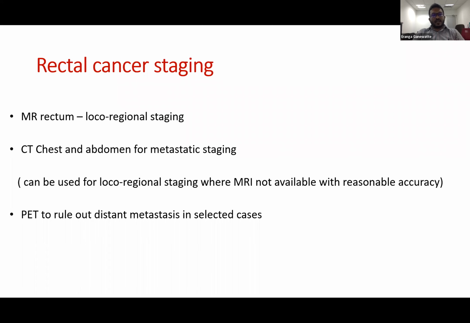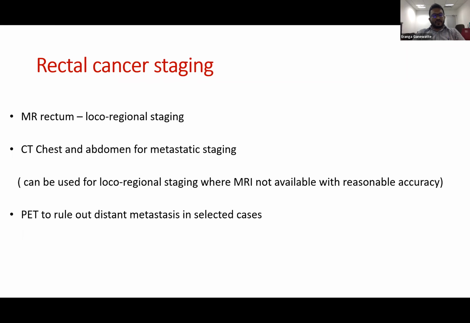PET-CT has a role as well if you have isolated or oligometastatic disease in the liver and you are thinking of doing a liver resection for the metastasis. Then you have to make sure you are not harboring any undetected metastatic disease elsewhere or even in the liver. So PET-CT has a role in these limited cases. Not everybody, but if you are thinking of aggressive treatment with liver resection plus chemo plus surgical resection of the rectum, PET-CT has a role.